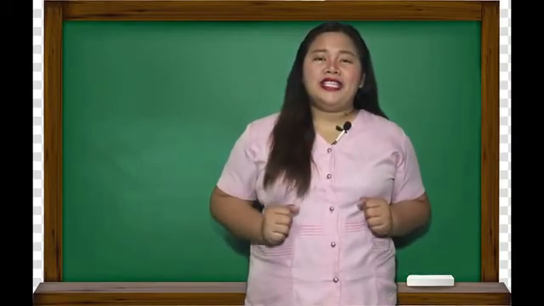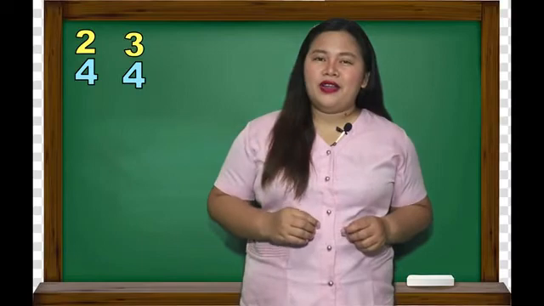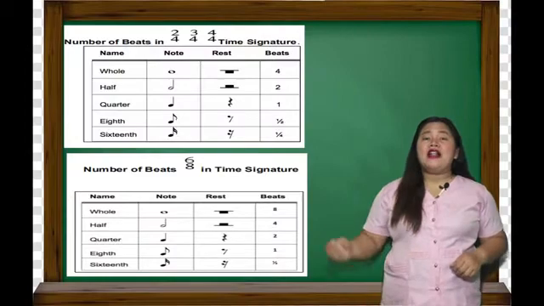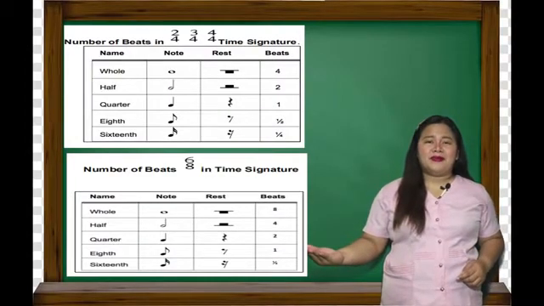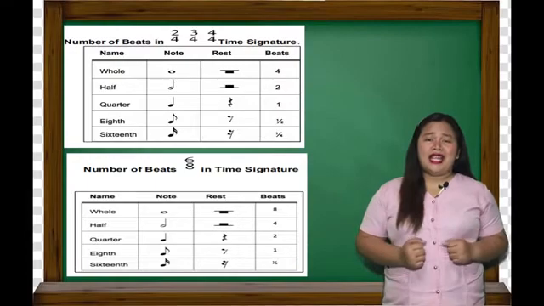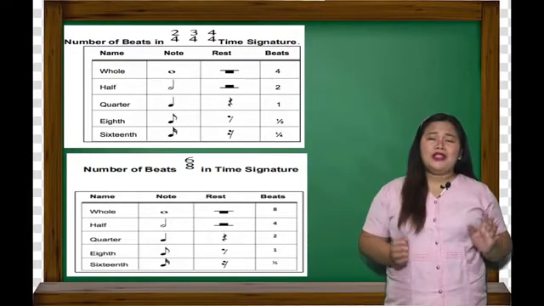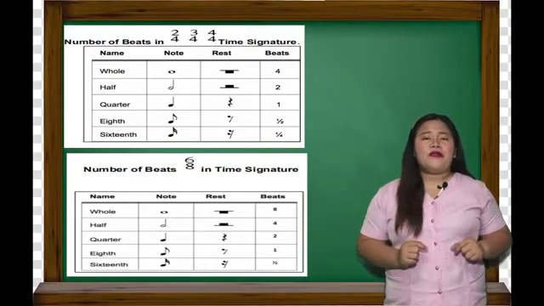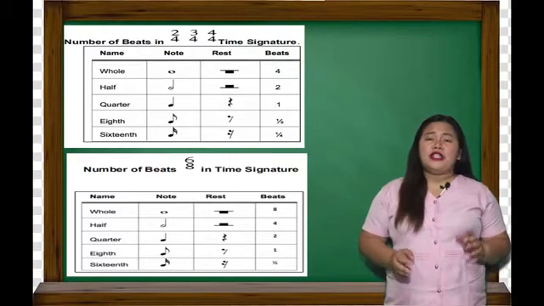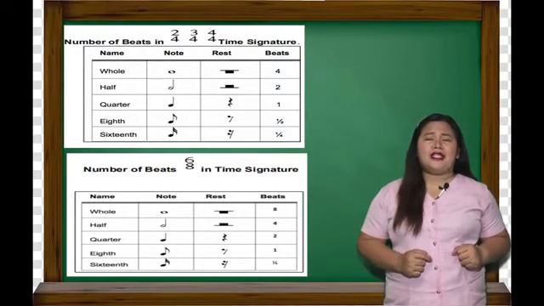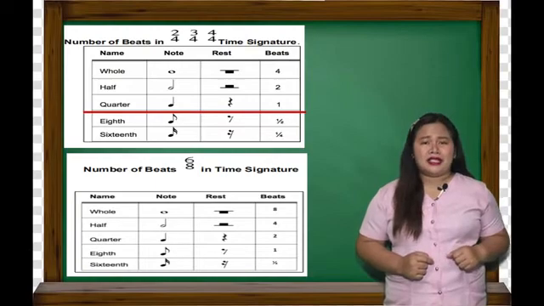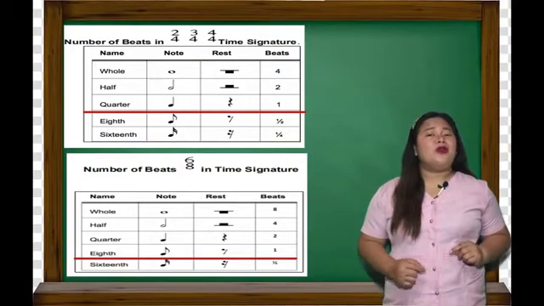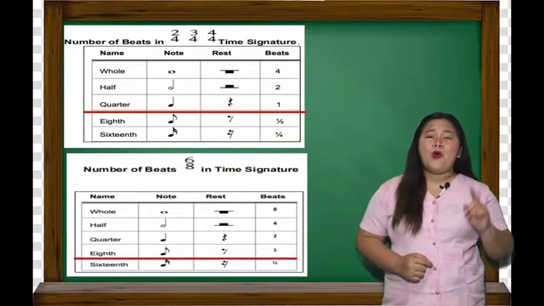How do you differentiate 2/4, 3/4, 4/4, and 6/8 time signature? Now, let's look at this illustration. You will notice that the two tables differ in their number of beats in each note and rest. In 2/4, 3/4, and 4/4 time signature, the note and rest that receives 1 beat is the quarter note or quarter rest. While in 6/8 time signature, the 8th note or 8th rest will receive 1 beat.